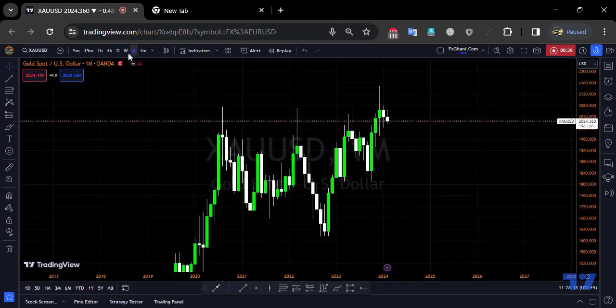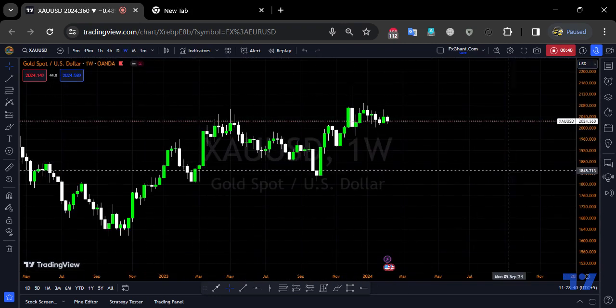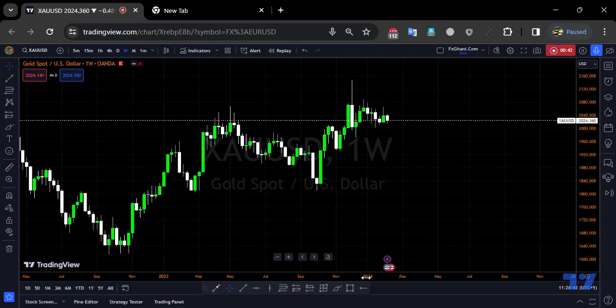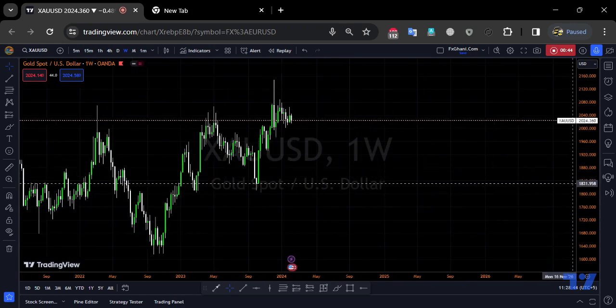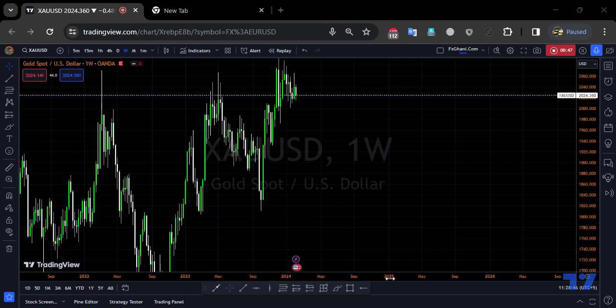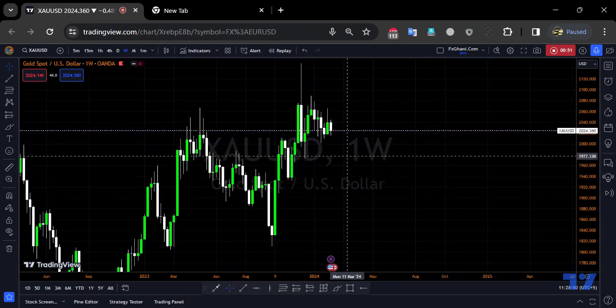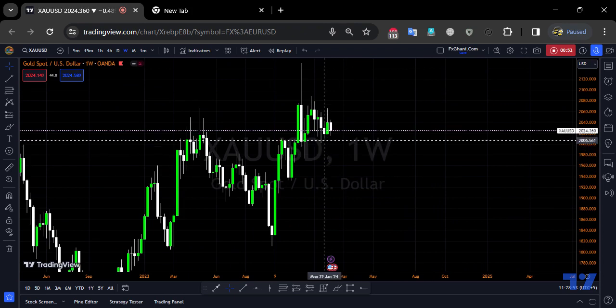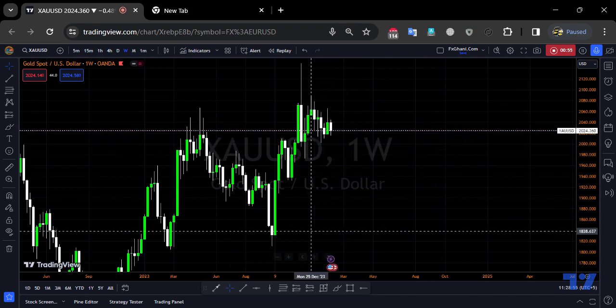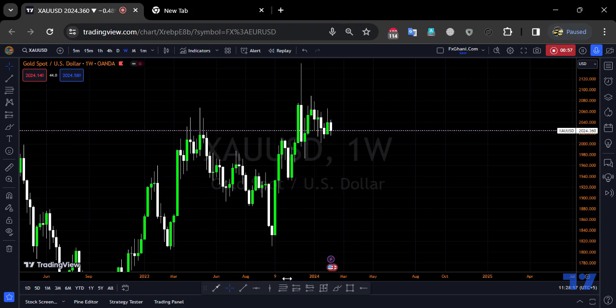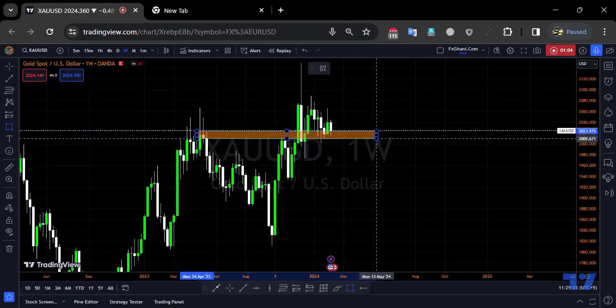Now go to the weekly time frame, and here you can see price is doing a range. Right now you can see we have a morning star candlestick pattern at a support level. Let me try to draw the support level. So this is our support level.